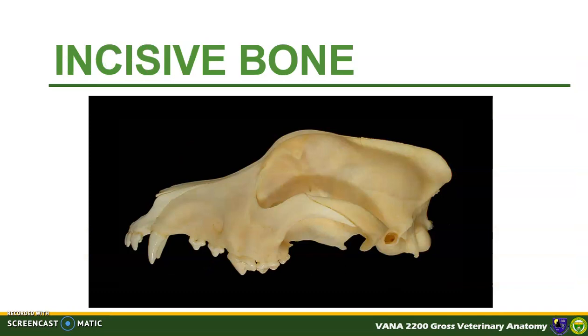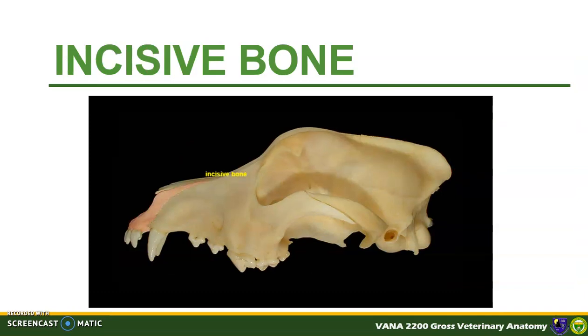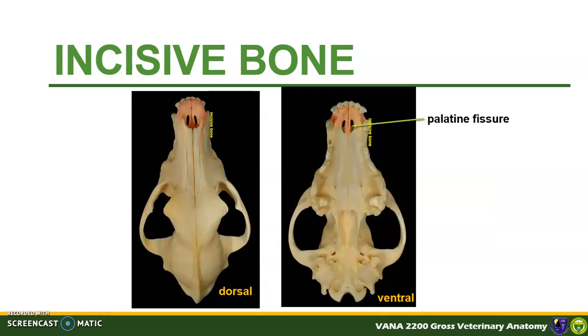Rostral to the maxilla is the incisive bone. This paired bone is the most rostral bone of the skull and even of the body. Each incisive bone supports the incisors of the upper dental arcade. Here is a dorsal and ventral view of the skull showing the incisive bone. The two openings are called palatine fissures. Note that the incisive bone is one of the bones that form the hard palate.